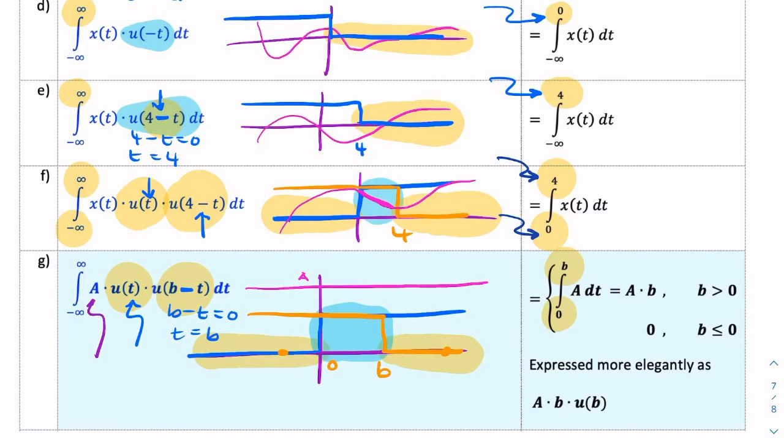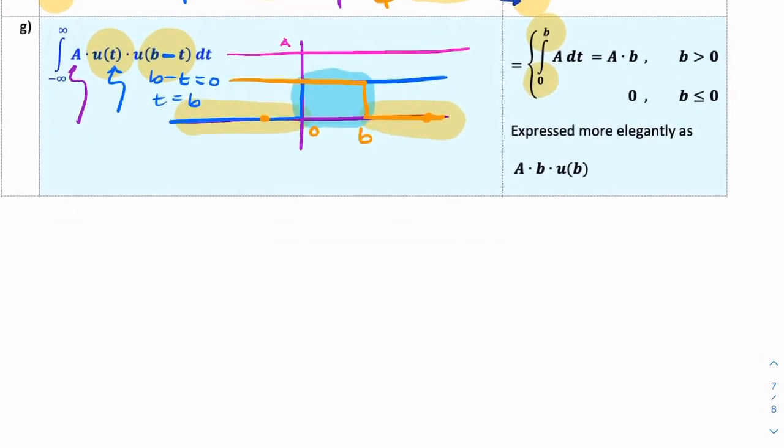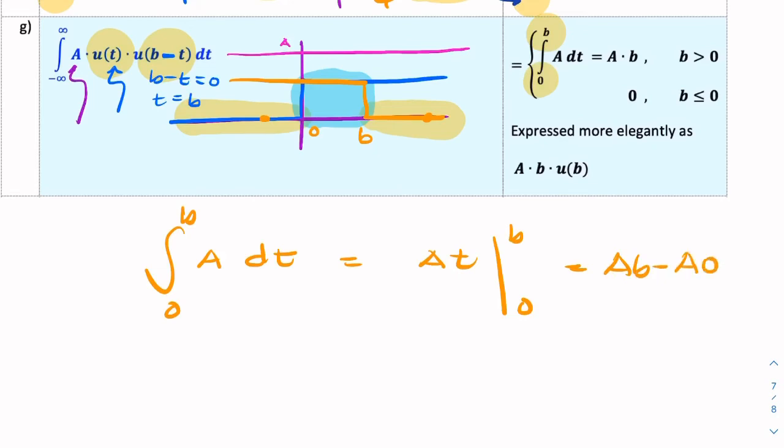But whereas in previous questions we could have just stopped by writing the integration, now we have to actually integrate. So what's the integral of a dt from 0 to b? Well, it's just a t, isn't it? From 0 to b, which is ab minus a0, which is ab. So that's my answer. But is it the final answer?